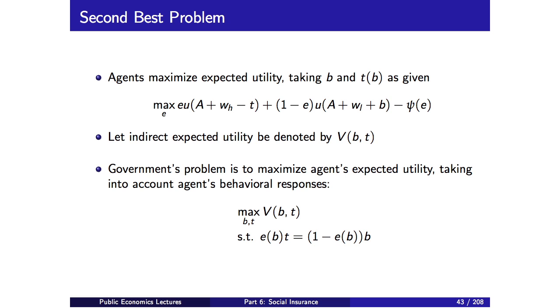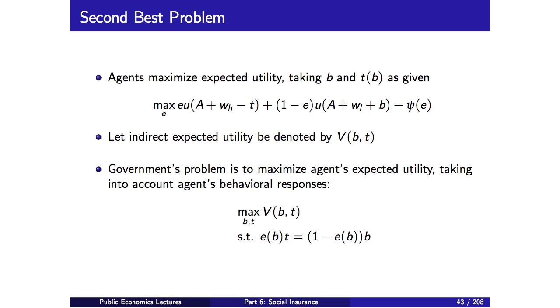As a single agent, my behavior is going to have a trivial impact on the government's budget constraint, and so it makes sense that I take t and b as essentially fixed, right? And so I just maximize my expected utility given the government system. Let's let the indirect utility function that comes out of that problem be denoted by v of b, t. So given a benefit tax system, I can calculate what the optimizing level of effort is, and then I can calculate what the level of indirect utility that would be generated is for any given system.